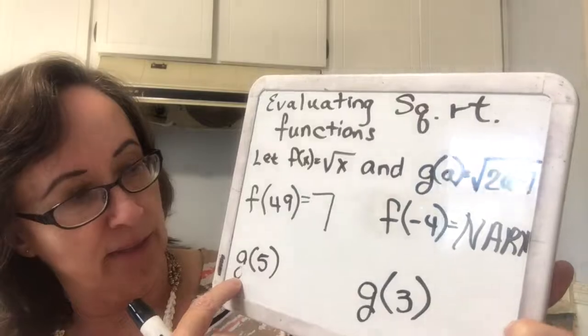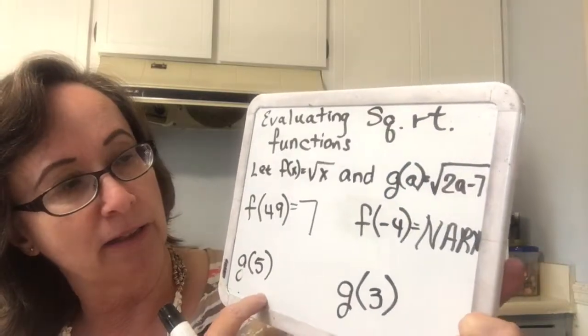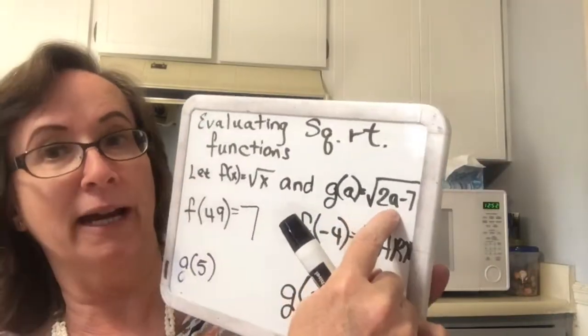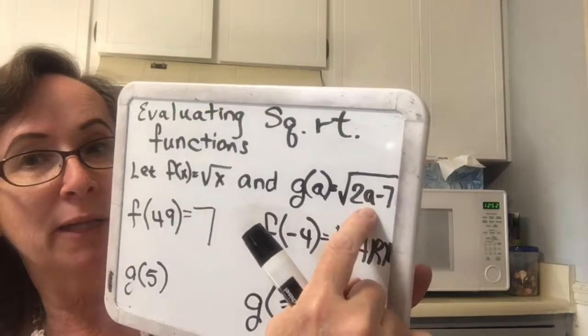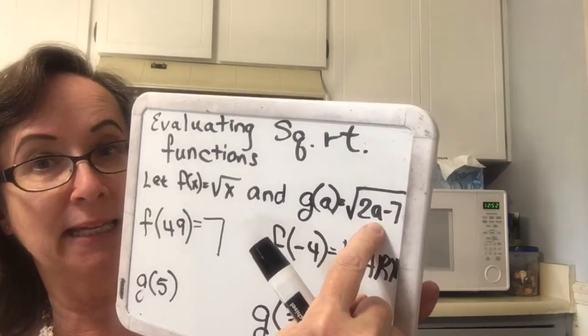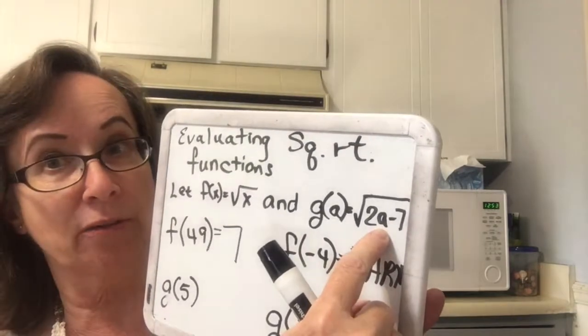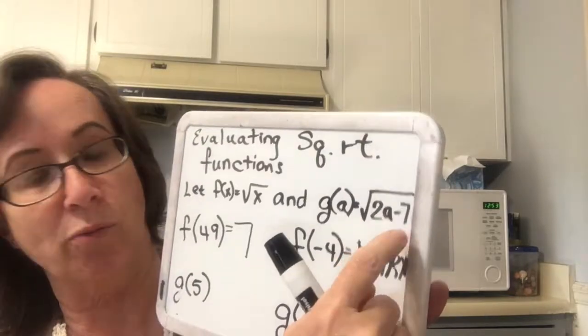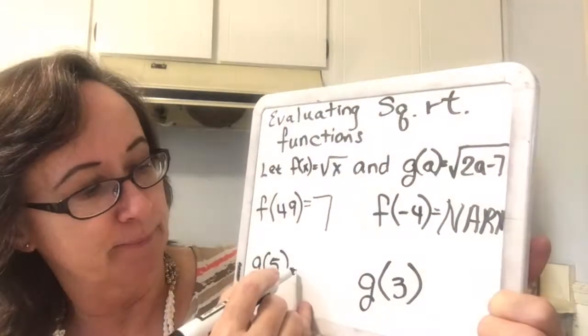And then we look at the g function now, because they're naming which function we're supposed to plug it into. G of 5. Well, if I plug in a 5 right here for the a, then I'm going to get 2 times 5, which is 10. Take away 7, which is 3, and I will wind up with the square root of 3.